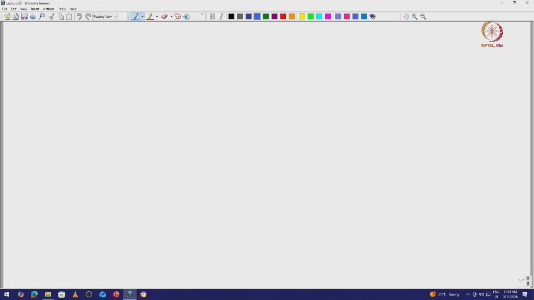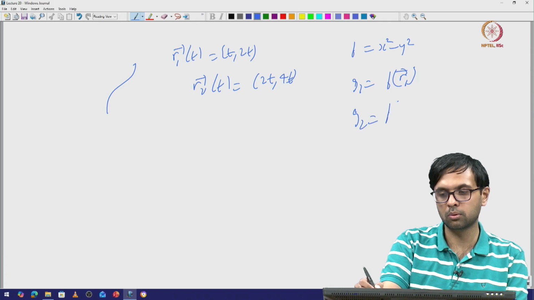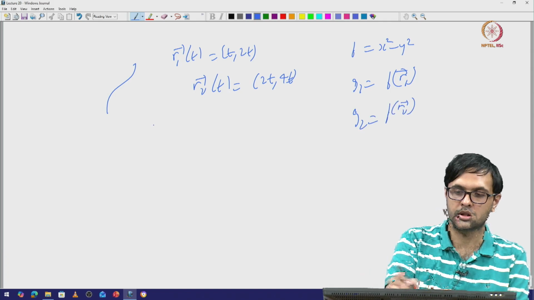Welcome back. So the last time we saw a few examples of the chain rule. In particular, we were looking at paths, and we were talking about using two different ways to describe the same geometric object. Let's say this one and this one. These two represent the same geometric object, and if you take a function f equals x squared minus y squared, and g1 is f of r1 and g2 is f of r2, we computed these derivatives.